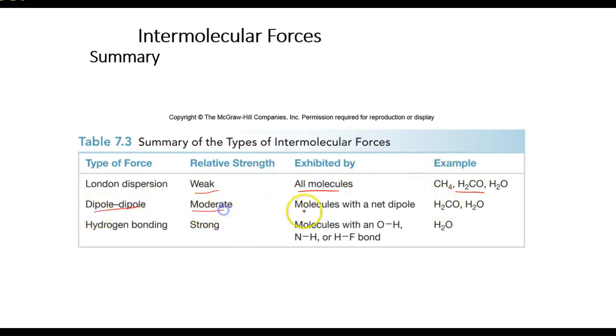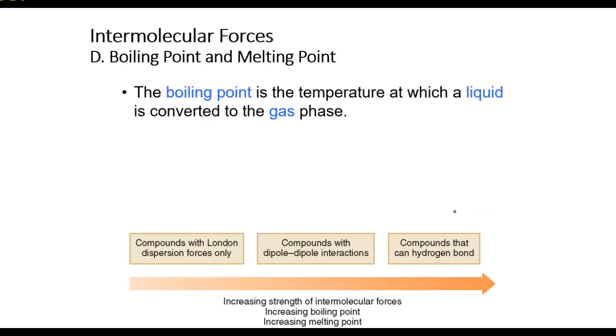Dipole-dipole, moderate bonding. This is something that has a net dipole, and then you have hydrogen bonding, which is between an OH, NH, and an HF. Okay, I kind of like how they show water here, because that technically is a dipole, but it's a special type of dipole. It's hydrogen bonding.